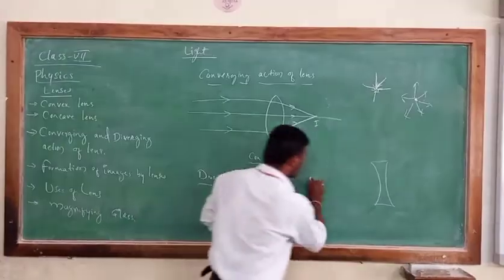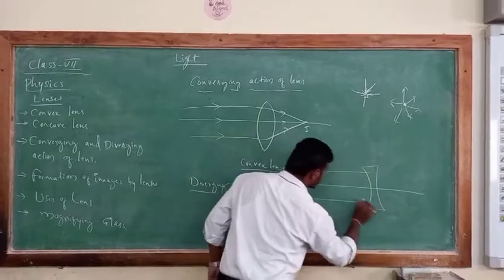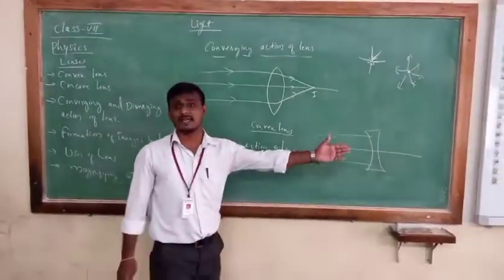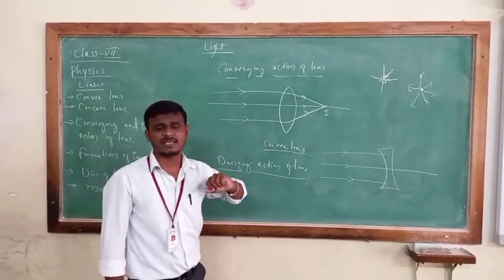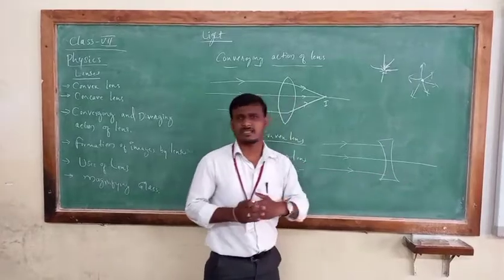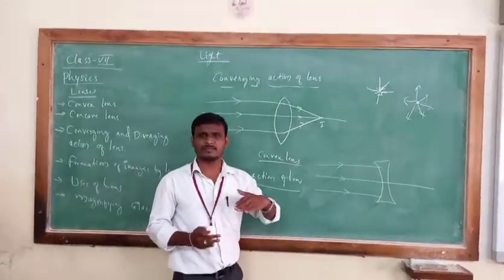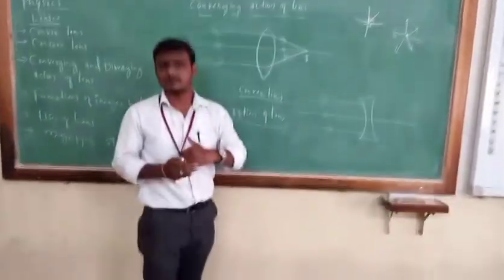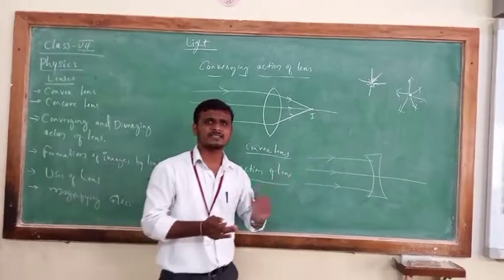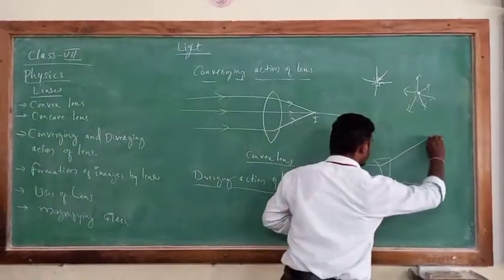See here diagrammatically, the rays of light are different. These are the incident rays. When light rays strike the lens, refraction takes place. Refraction means bending of light. In a mirror, reflection will take place, whereas in lenses refraction will take place. It means it bends.